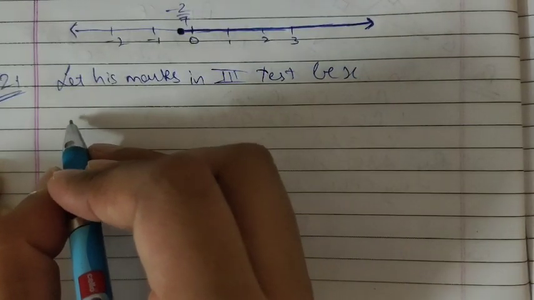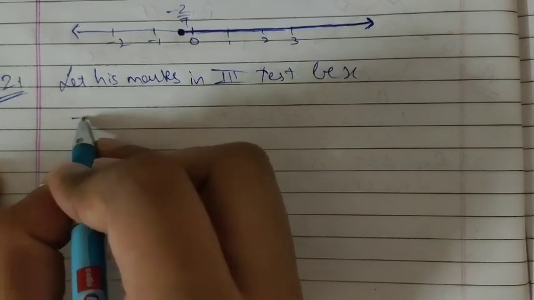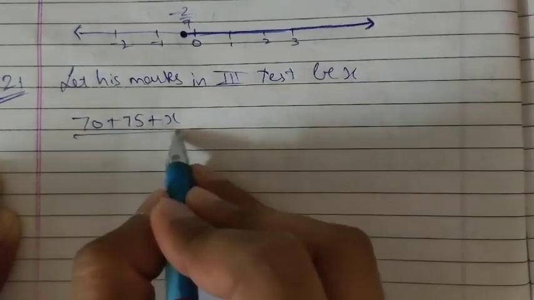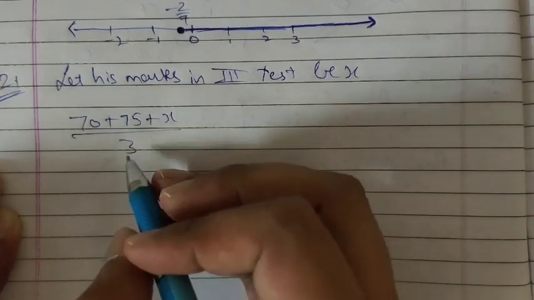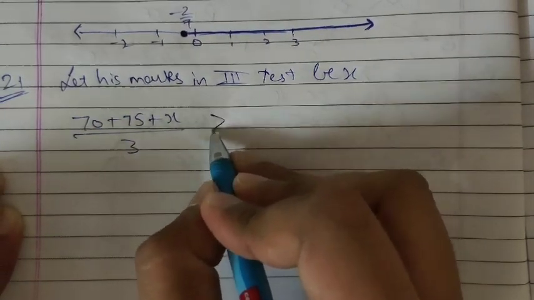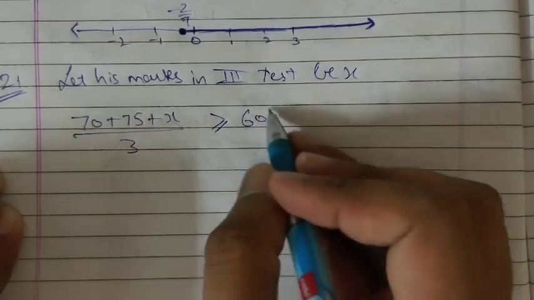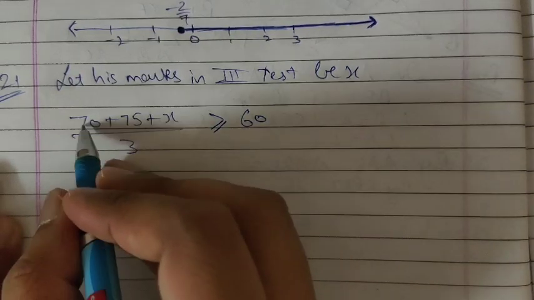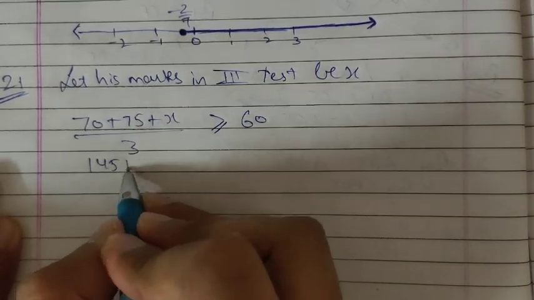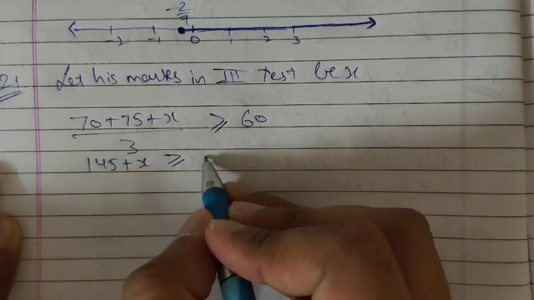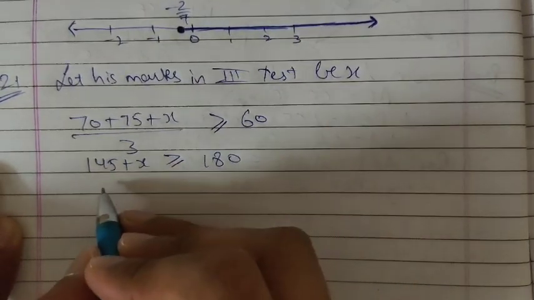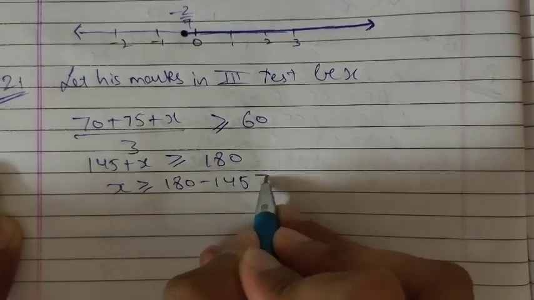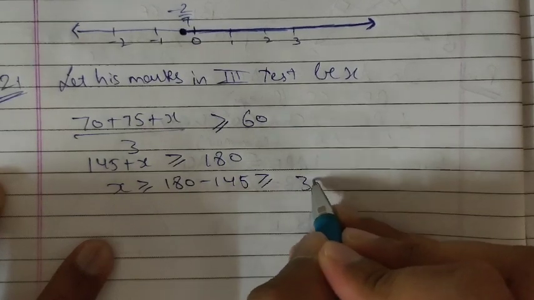So average marks means 70 plus 75 plus x, the total of these 3 marks divided by 3, the number of observations, should be greater than or equal to 60, at least 60. At least 60 means greater than or equal to 60. Now let's simplify. So this will be 145 plus x greater than or equal to 180. So x is greater than or equal to 180 minus 145, which is 35, right?